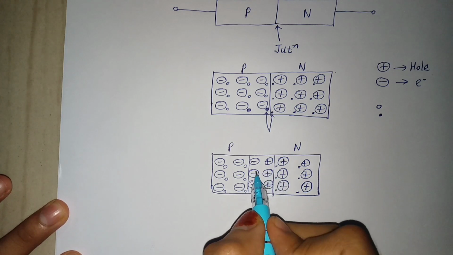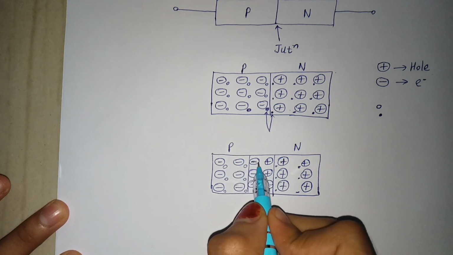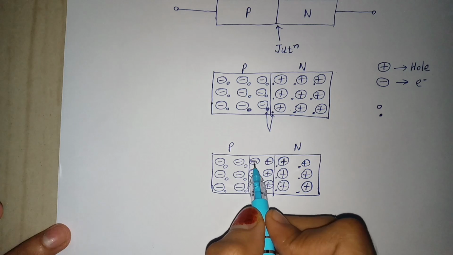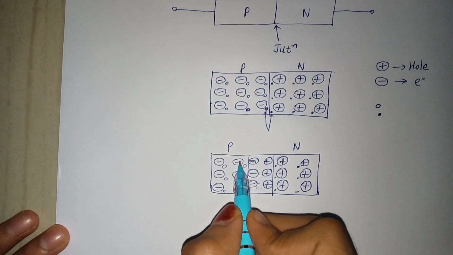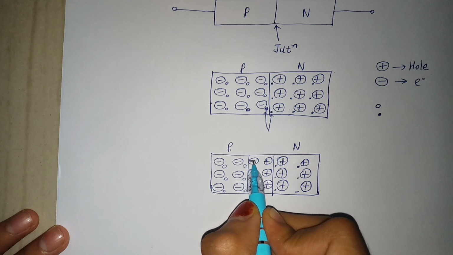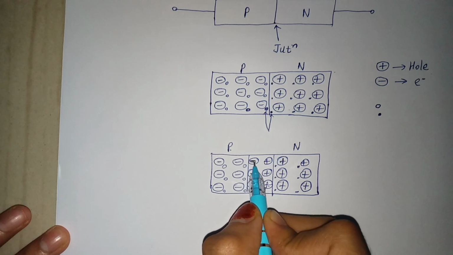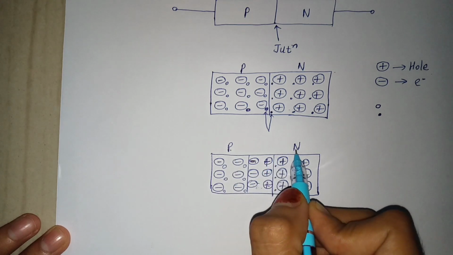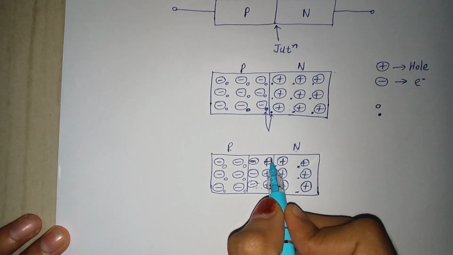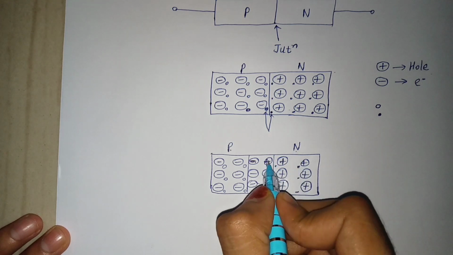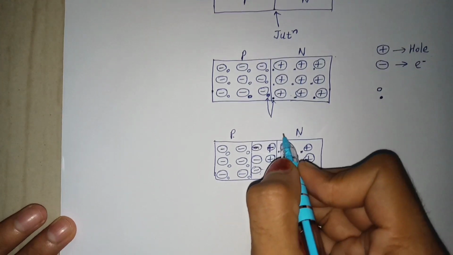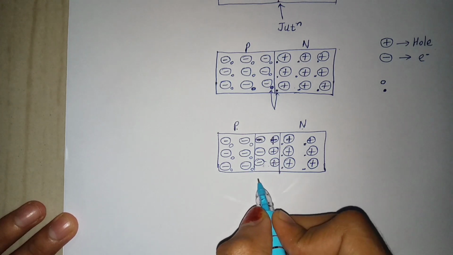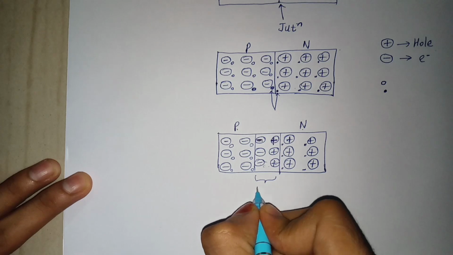Due to this, we get the negative immobile ions of p-type. What is meant by negative immobile ions? Immobile means p-type material contains electrons as minority charge carriers, therefore it is called the negative immobile ion of p-type. And what is the positive immobile ion of n-type? It means n-type contains holes as minority charge carriers, therefore it is called the positive immobile ions of n-type. Due to this, the covalent bond is formed. We call it the depletion layer.